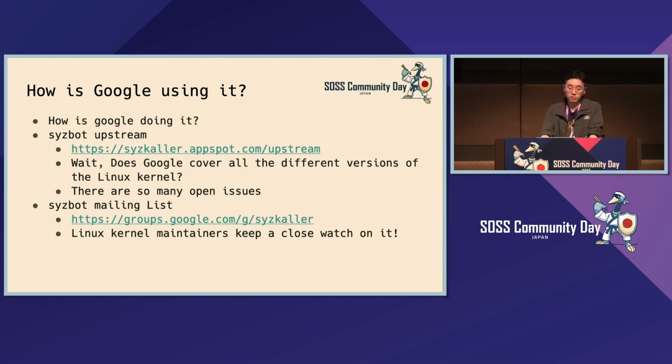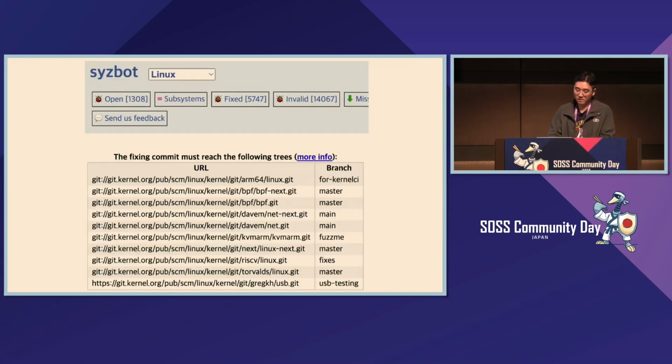How is Google using it? Let's see Google's usage of Syzkaller through their Syzbot dashboard and Syzkaller mailing list, which show how they manage kernel testing and bug reporting. This is the address of the Syzbot upstream dashboard, and this is the mailing list. Some of the development branches are next, Linux stable, BPF, and some Google-related branches.